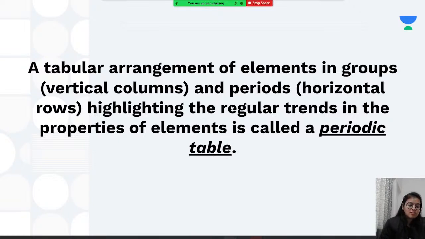Okay, so how to define a modern periodic table? It is a kind of tabular arrangement of elements in groups, which are the vertical columns, and periods, which are the horizontal rows, which highlights the regular trends in the properties of elements. Okay, so a table kind of arrangement of all the elements in groups and periods is known as a periodic table. And also this periodic table tells us about the trends that are seen in the periodic table.